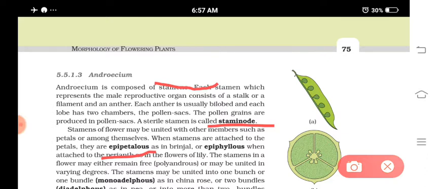In monocot flowers, I told you, the petals and sepals are not distinguishable, isn't it? The colored parts only will be there. There are no separate sepals and petals. So those structures are known as perianth. And if the stamens are attached to the perianth, then it is known as what? Epiphyllous.